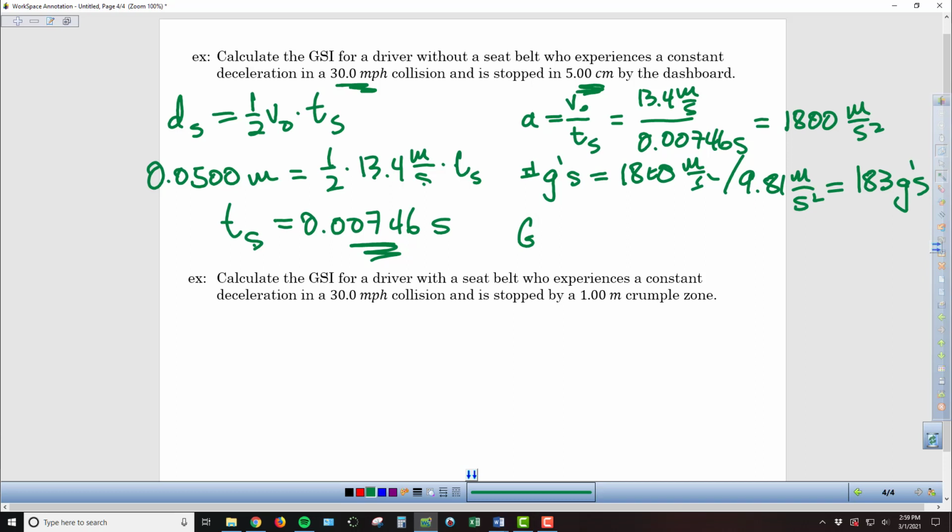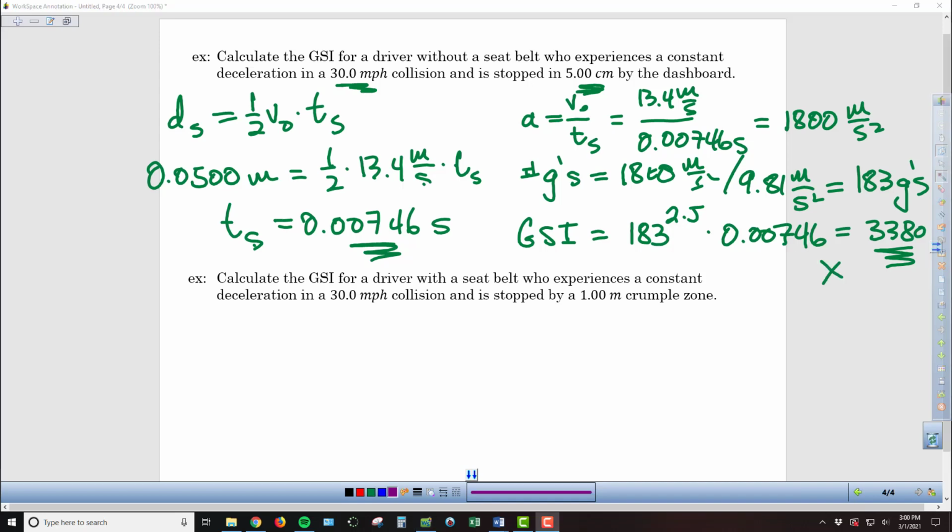That's above our 30G criterion, but remember, what really matters is the exposure time. That's where this Gadd Severity Index comes in. We take that 183, raise it to the 2.5 power, and multiply that times the exposure time, 0.00746. In this case, we end up with a value of 3,380, which is well above our threshold of 500, shown by that line on the previous graph. And so it looks like we're in bad shape on this one.